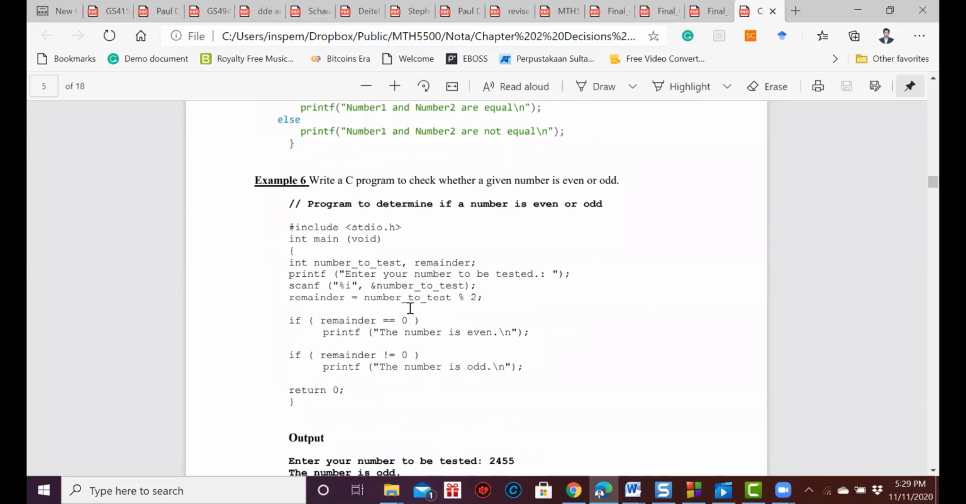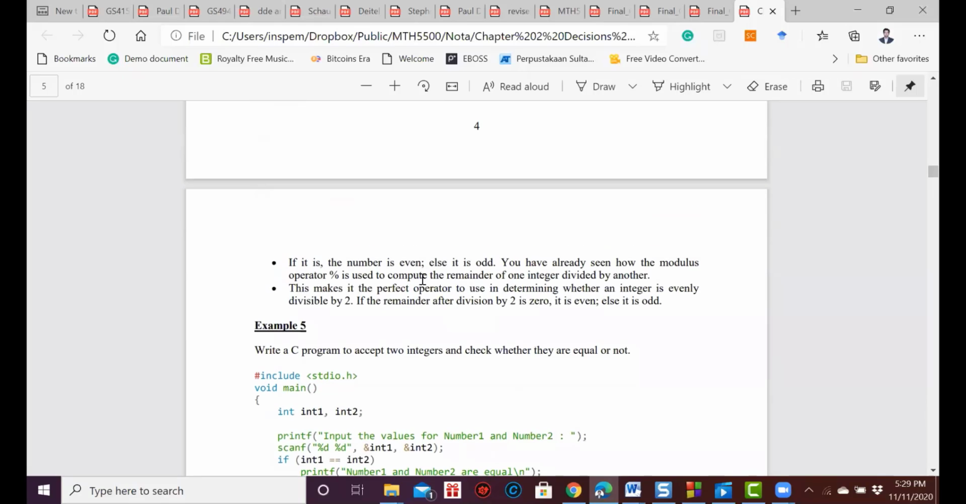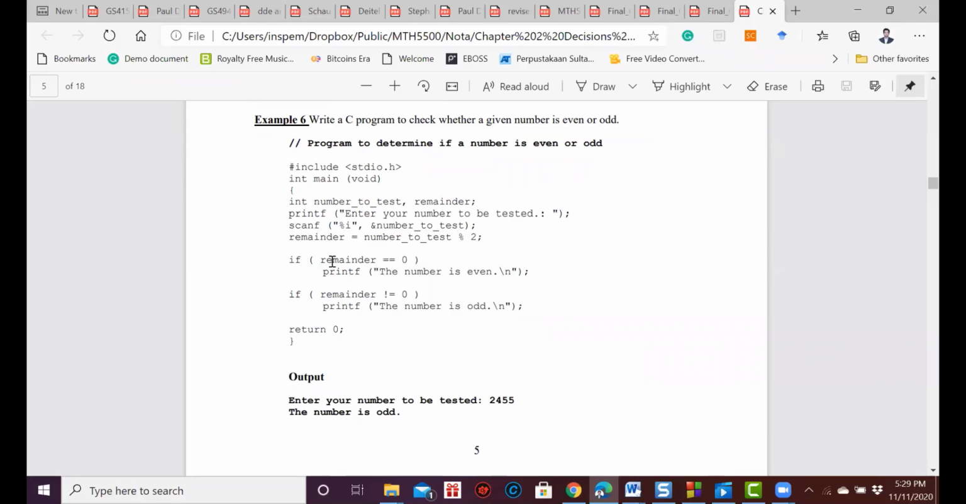And then number 6 is the example to check whether a number is even or odd, like just now. This is the coding we discussed just now. If the remainder is equal to 0, then even. And then we also check if the remainder is not equal to 0, then we print odd. So this coding does not follow the if else statement; this is just if. We can change it to become if else.